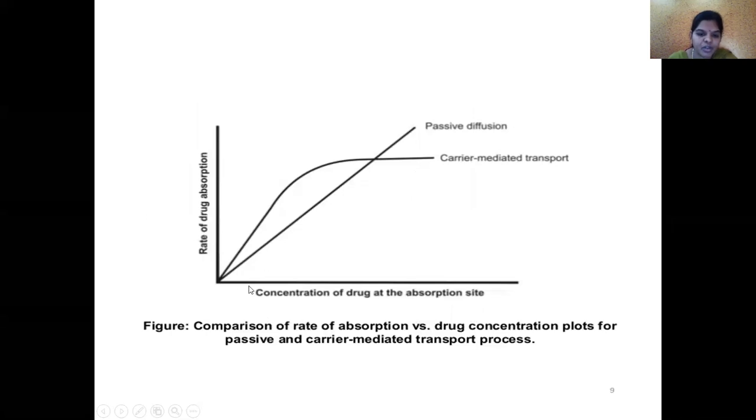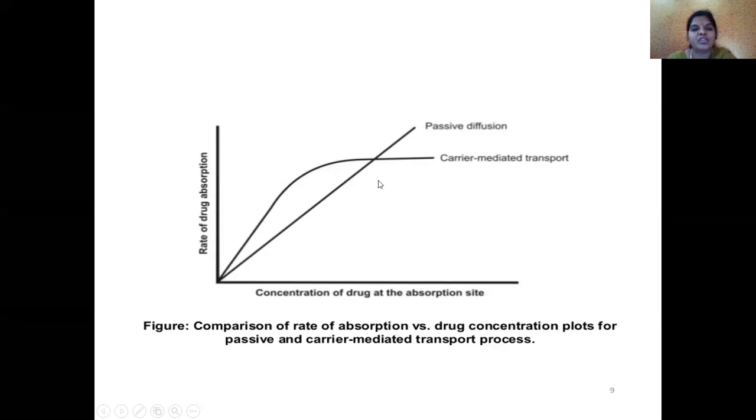And the comparison of rate of absorption: the rate of absorption versus drug concentration plots for passive and carrier mediated transports. This is the rate of drug absorption and this is the concentration, how much, 10 micrograms or 20 micrograms or 30, and so on, up to 100. This is the concentration of drug at the absorption site. How much drug concentration is available for its proper absorption, and the rate of drug absorption, right?